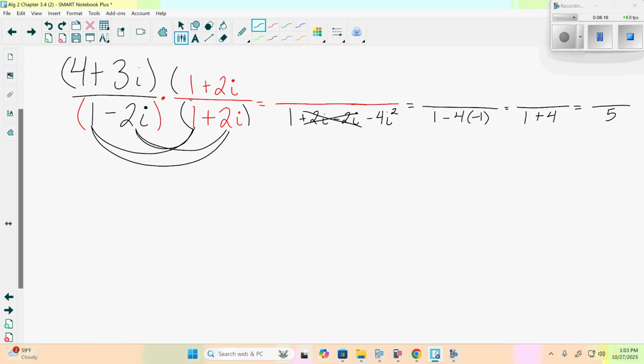On top, we're going to have to multiply too. 4 times 1 is going to be 4. 4 times 2i is going to be plus 8i. 3i times 1 is going to be plus 3i. And 3i times 2i is going to be plus 6i squared. Now 4 at this point doesn't have any like terms.